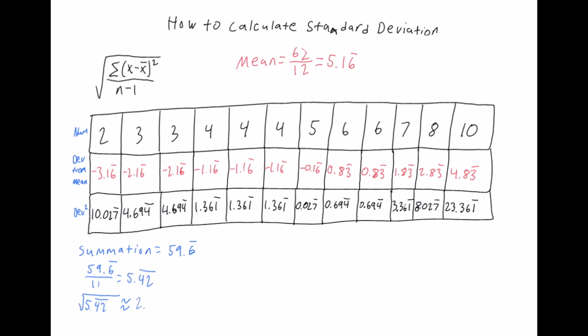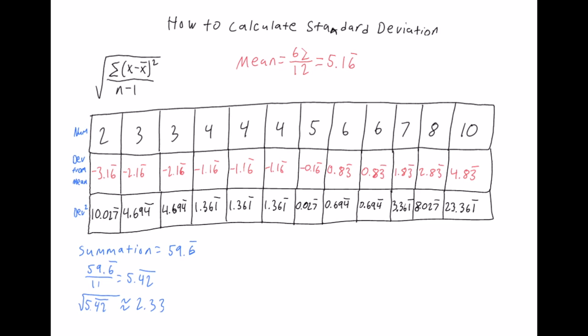So 2.329, but we want to the nearest hundredth. That's 2 decimal places. So we get rid of the 9 and the 2, and we round up to 2.33. So the standard deviation is 2.33.